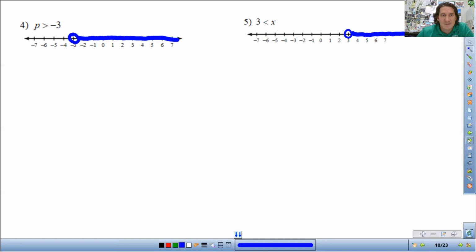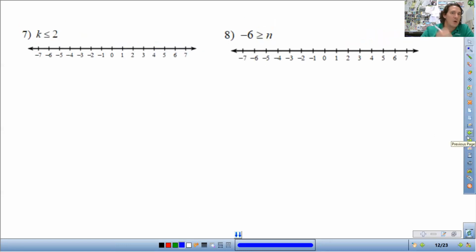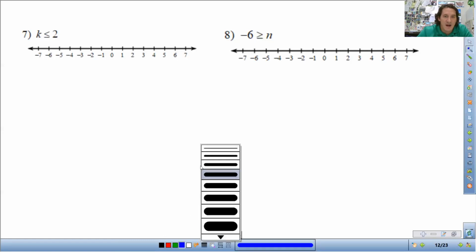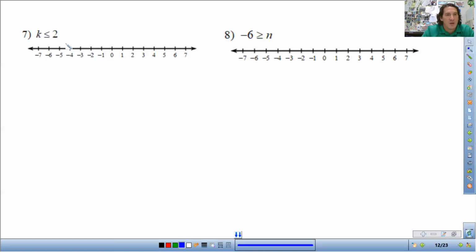All right. Next, do a few more. So K is less than or equal to 2. Find the number and put the appropriate dot. Since this has a line underneath it, I'm going to put a circle at 2. Has a line underneath it means I need to shade it in, fill it in. K can be 2, so I'm going to shade it in.